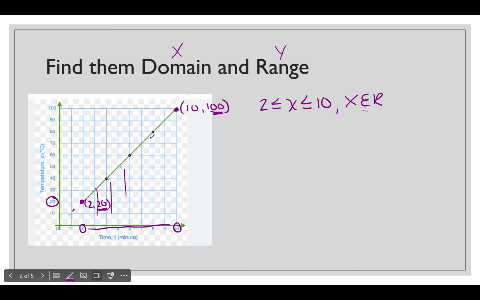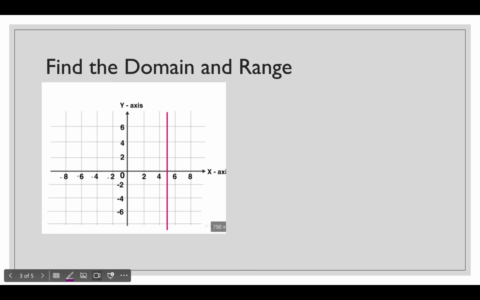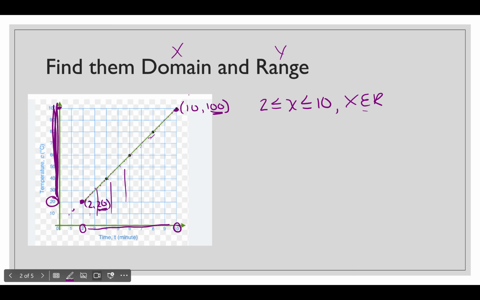Then when it's your Y values, your Y value starts at 20, and then it keeps going and ends at 100. Same idea with X. All the Y values between 20 and 100 exist, because every single one of these points on this line has an ordered pair, which includes a Y value. So we would say 20 is less than or equal to Y, which is less than or equal to 100, and then Y can be any value in between 20 and 100. So that's the domain and range for this graph.